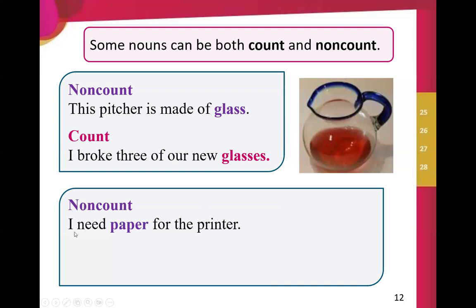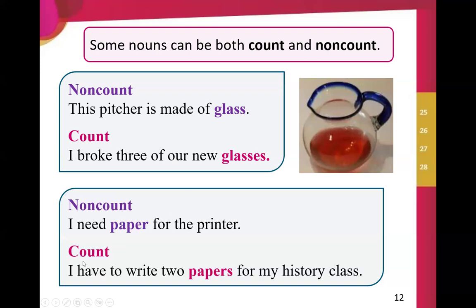Non-count now, for example, also I need paper. Paper for the printer. Paper means sheets of paper to print on or to write on and so on. Paper means paper, but this is an uncountable noun also. But when it is a count noun, for example, I have to write 2 papers for my history class. 2 papers here means 2 tasks, 2 assignments, and so on. So there is a difference between paper and papers. Paper, which means the sheet of paper that I can write or print on, is an uncountable noun.